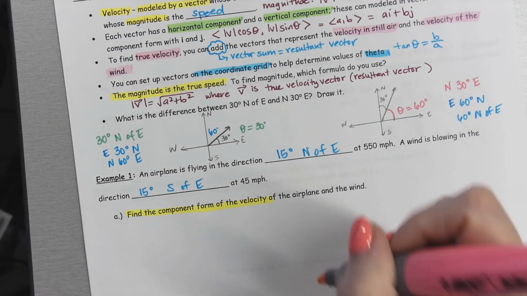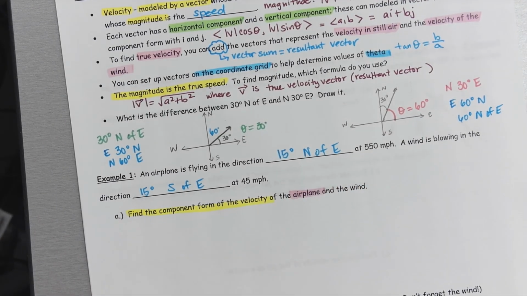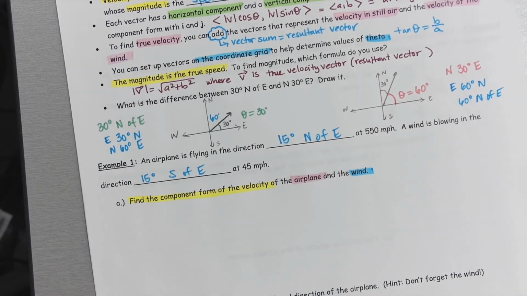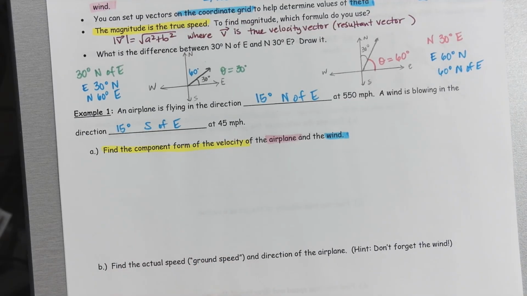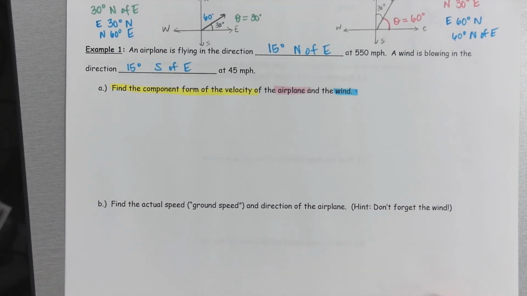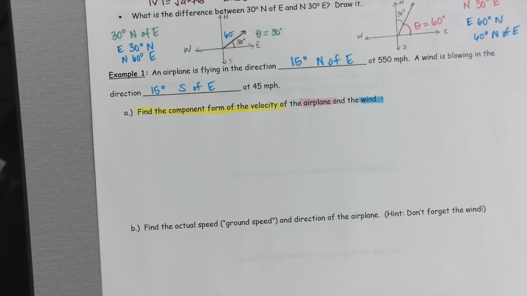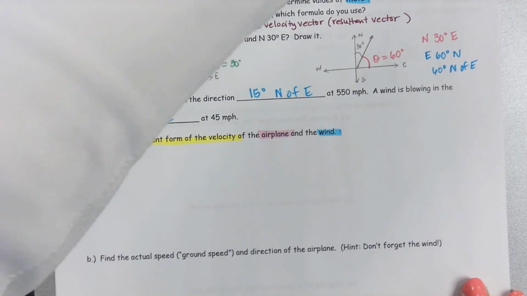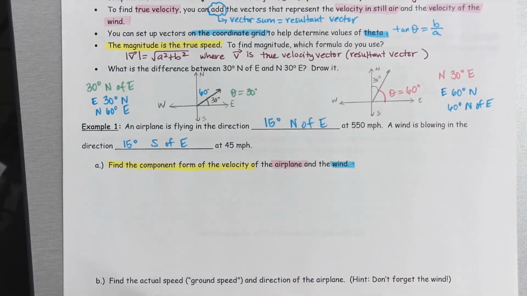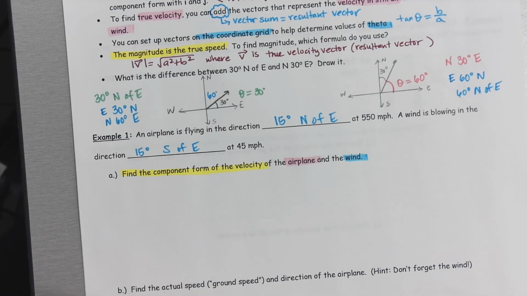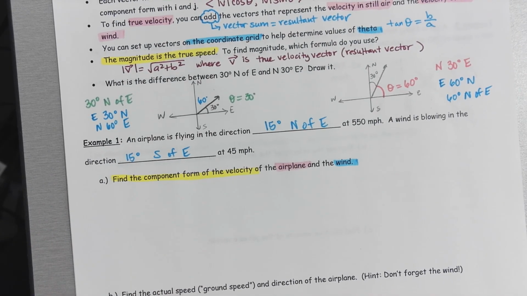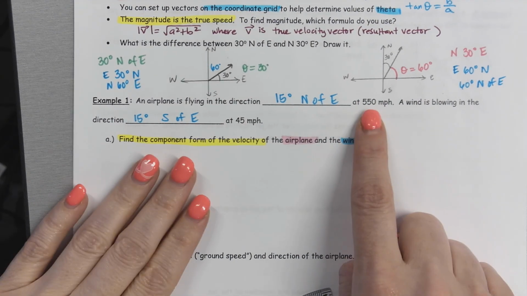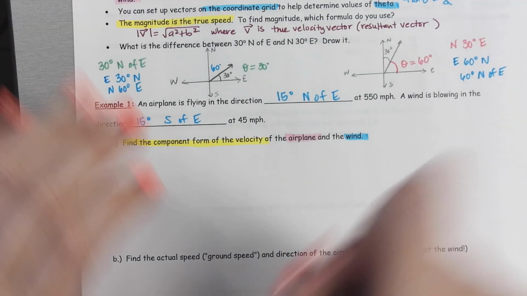Okay, so you have the airplane and you have the wind that you have to find the velocity for. Velocity is going to have a direction along with the speed, so it is always going to be written as a vector. Okay, we're going to draw our picture over here, and we're going to start with our bearings. Now, when we draw the picture, the speed is the magnitude. Yesterday, we talked about the magnitude is the length. So the length of this vector should be 550.